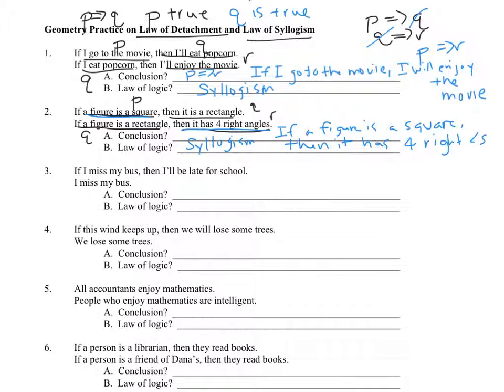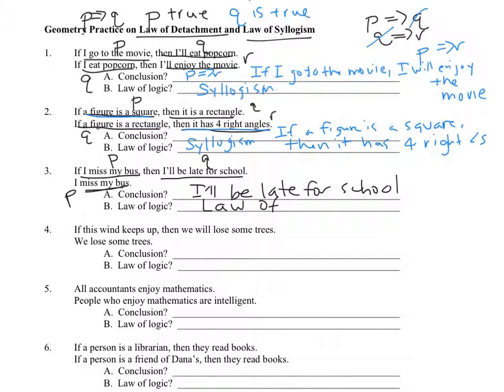Okay, number 3, if I miss my bus, P, then I'll be late for school, Q. I miss my bus, P. So we have P implies Q is true, and we know P. So we can conclude Q. So if I miss my bus, then I'll be late for school. And this is by the law of detachment.